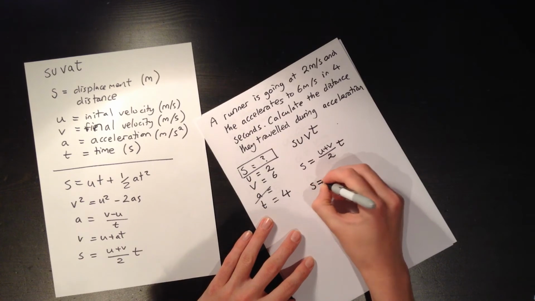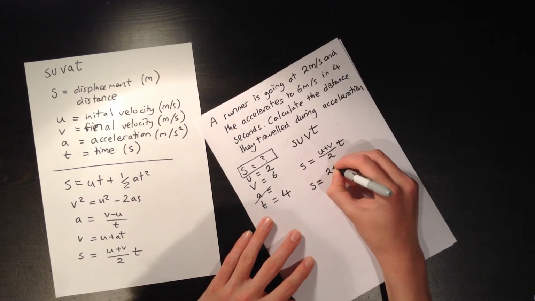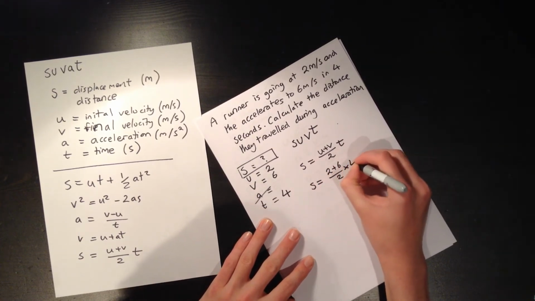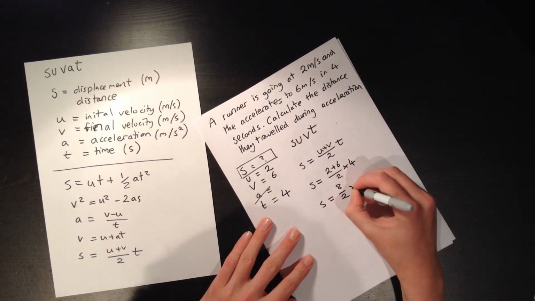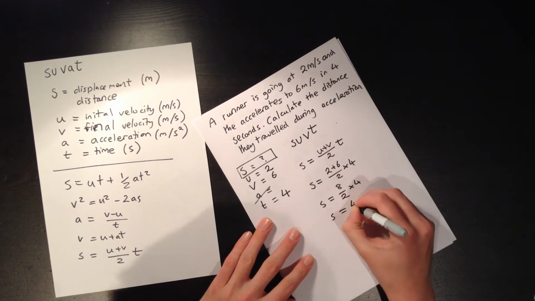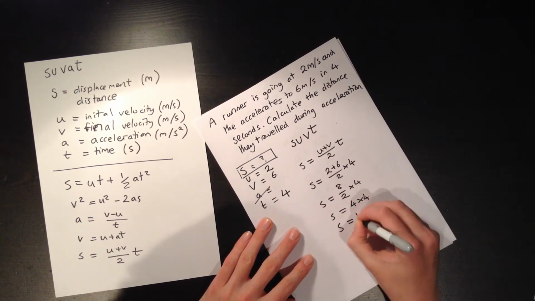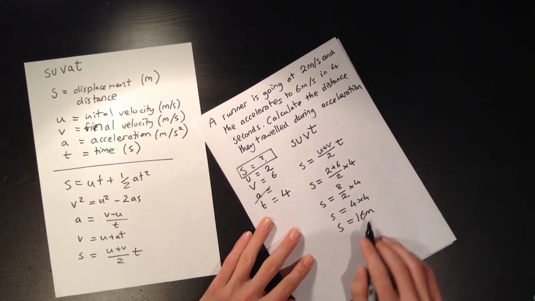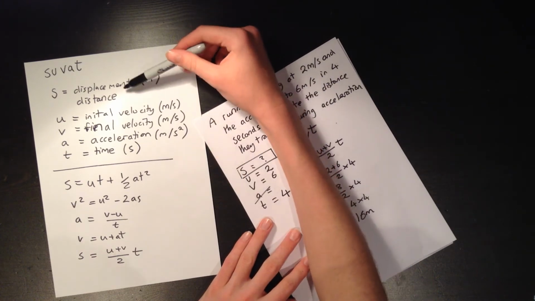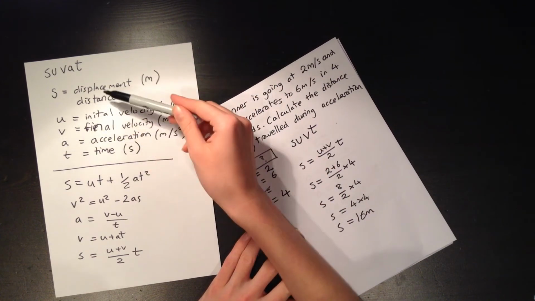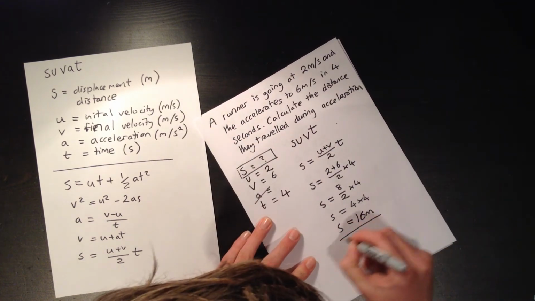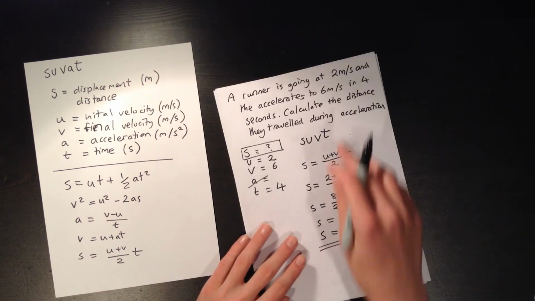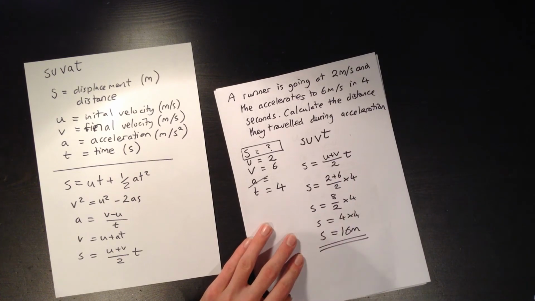So again, put in the numbers that we know. We know (2 plus 6) divided by 2, times 4, which makes 8 over 2 times 4, which makes 4 times 4, which makes s equal 16 meters. Because if we look over here, we know that for displacement or distance, for s, the unit is meters. And so they travel 16 meters during the time of acceleration.